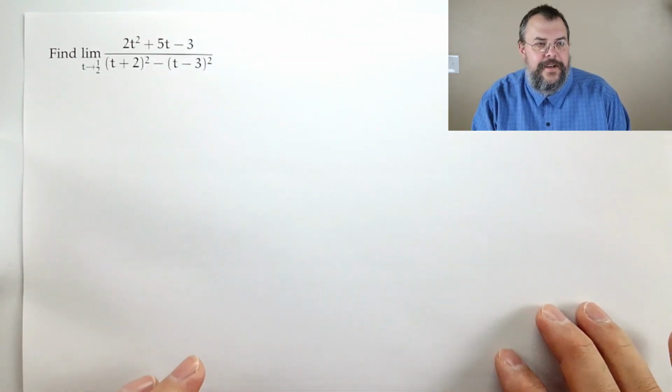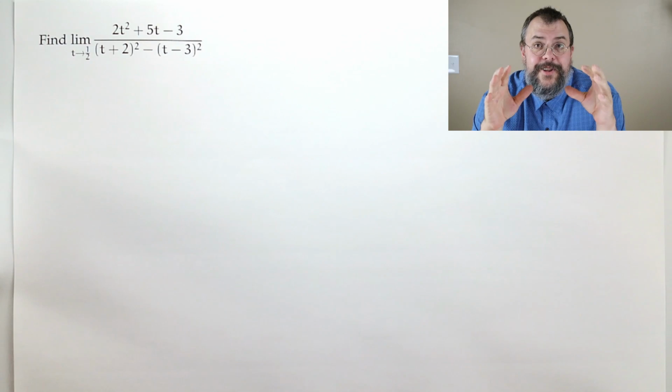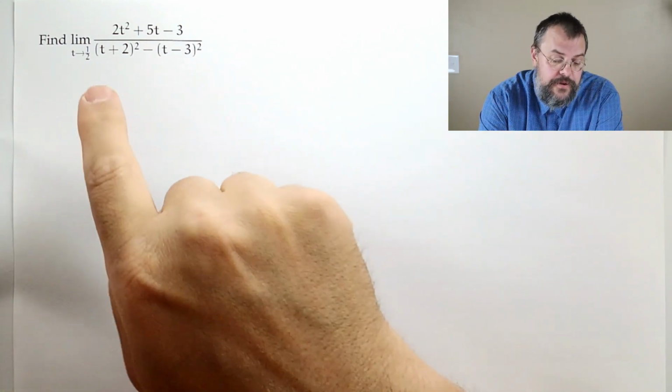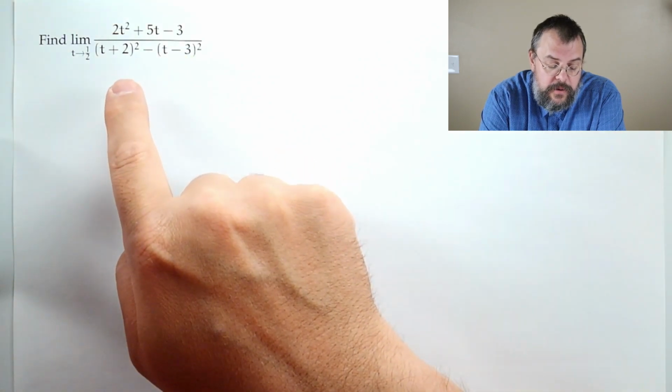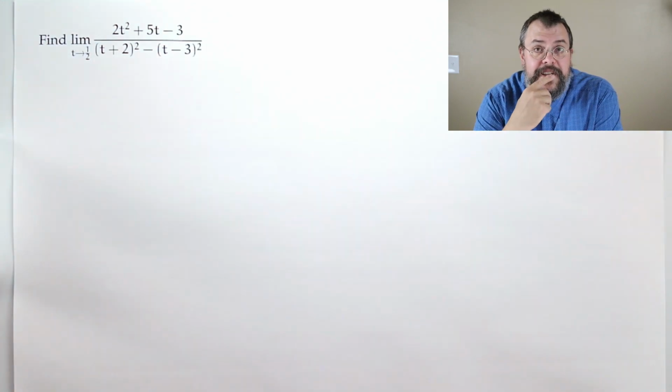All right. Now let's do another problem. Find the limit as t goes to a half of (2t squared plus 5t minus 3) over ((t plus 2) quantity squared minus (t minus 3) quantity squared). Well, how do we do this?